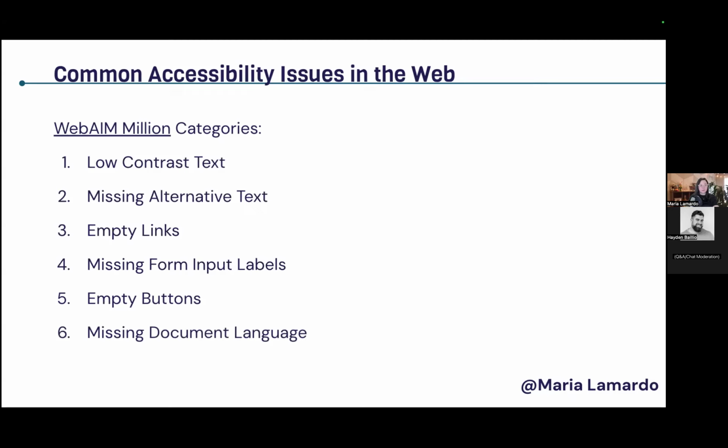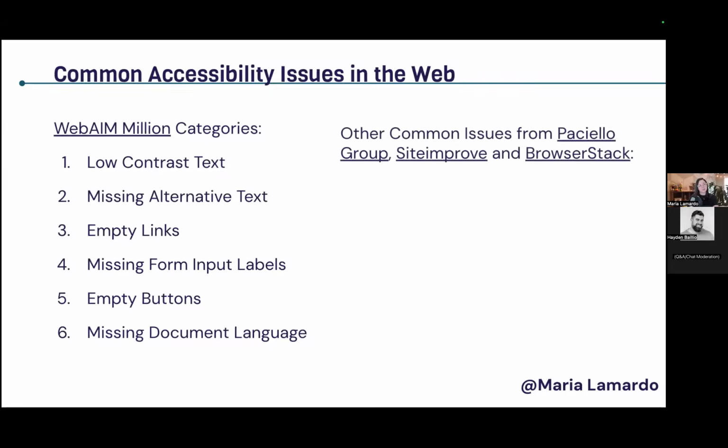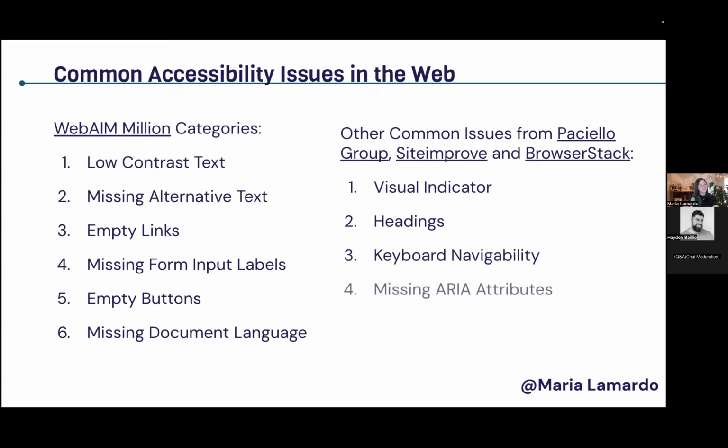Now, there are other reports from Paciello Group, BrowserStack, and Siteimprove that highlight additional errors. And those errors include things like visual indicators, headings, keyboard navigability, and missing ARIA attributes. So let's go over a few of those.